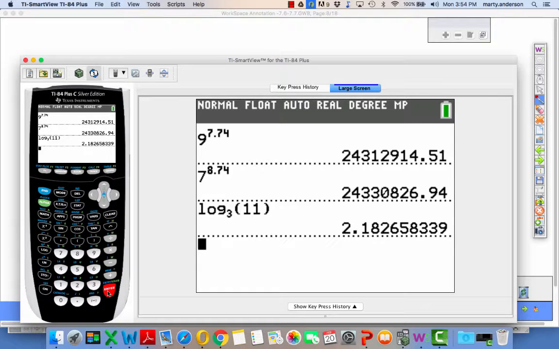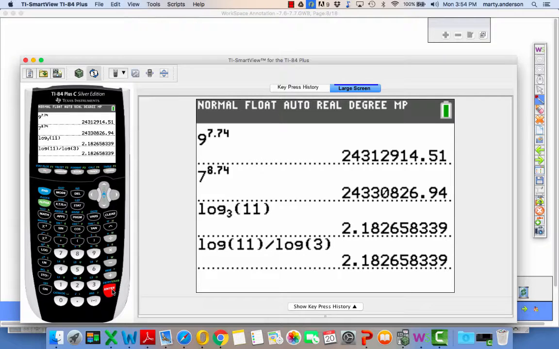But if they ask you to use the change of base formula, you're going to change it into the log base 10 of 11 divided by the log of 3, which is actually quicker because you have it on your main screen, and you get the same answer.